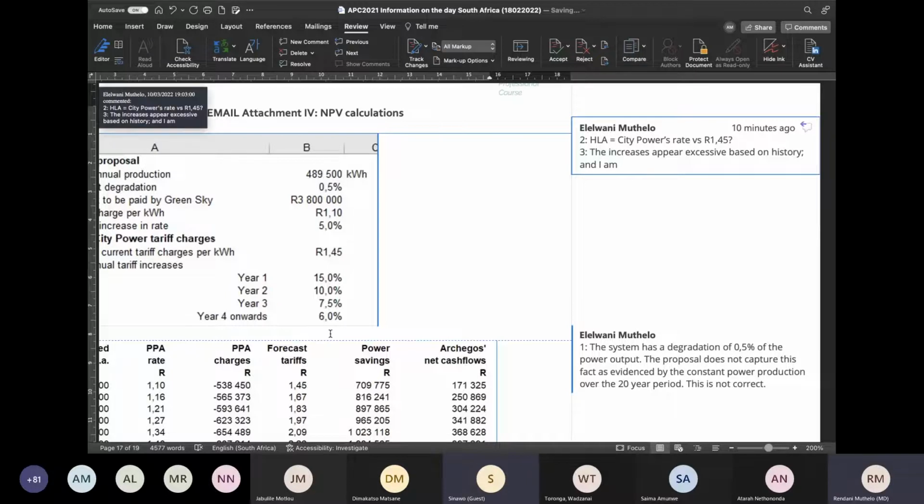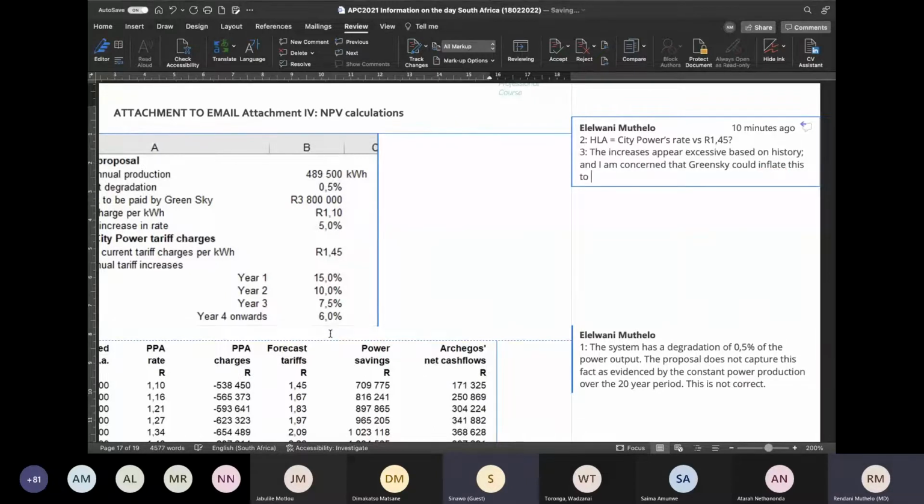The financial manager. I'm concerned that Green Sky could inflate this to make their proposal appear financially attractive. Do you understand?